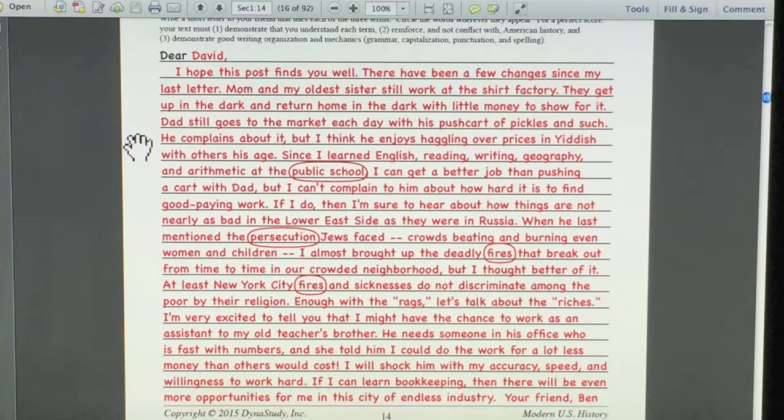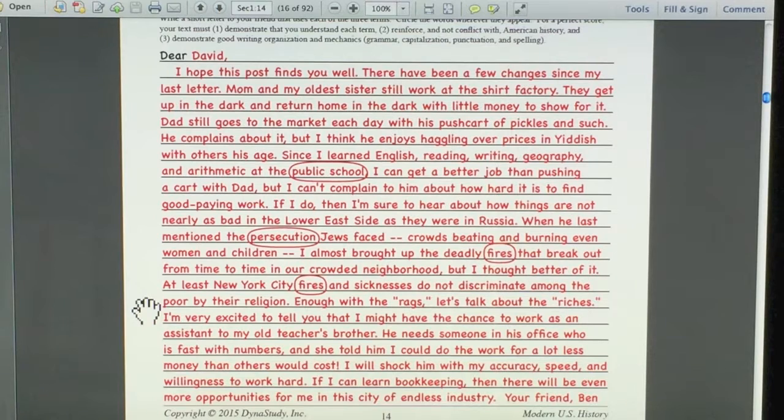Since I learned English, reading, writing, geography, and arithmetic at the public school, I can get a better job than pushing a cart with Dad. But I can't complain to him about how hard it is to find good paying work. If I do, then I'm sure to hear about how things are not nearly as bad in the Lower East Side as they were in Russia. When he last mentioned the persecution Jews faced, crowds beating and burning even women and children, I almost brought up the deadly fires that break out from time to time in our crowded neighborhood, but I thought better of it. At least New York City fires and sicknesses do not discriminate among the poor by their religion.